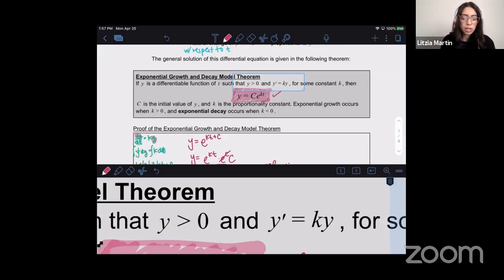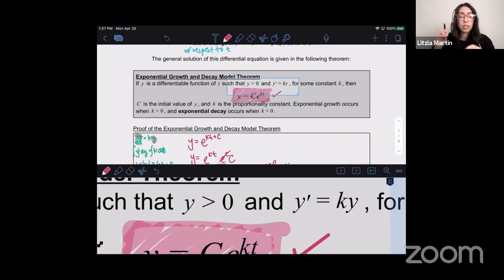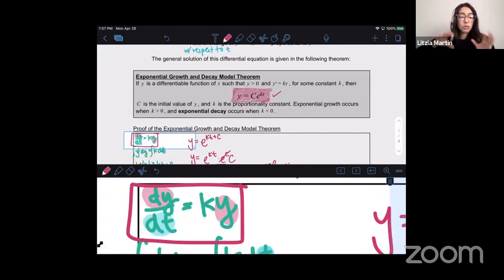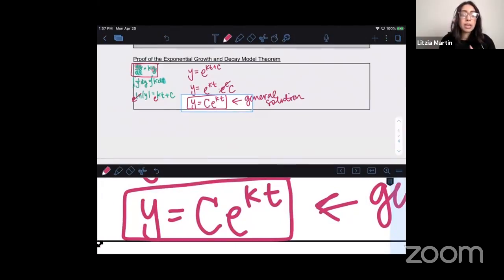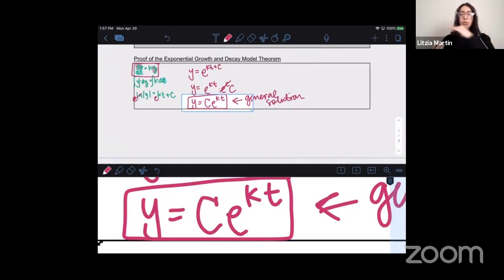When your rate of change is directly proportional to the value of y, that means y had to have been an exponential function to begin with. And so you see the format here, e to the k times t. If your k value is positive, that means you have exponential growth, right? Your function is growing. If k is negative, that means you have exponential decay.